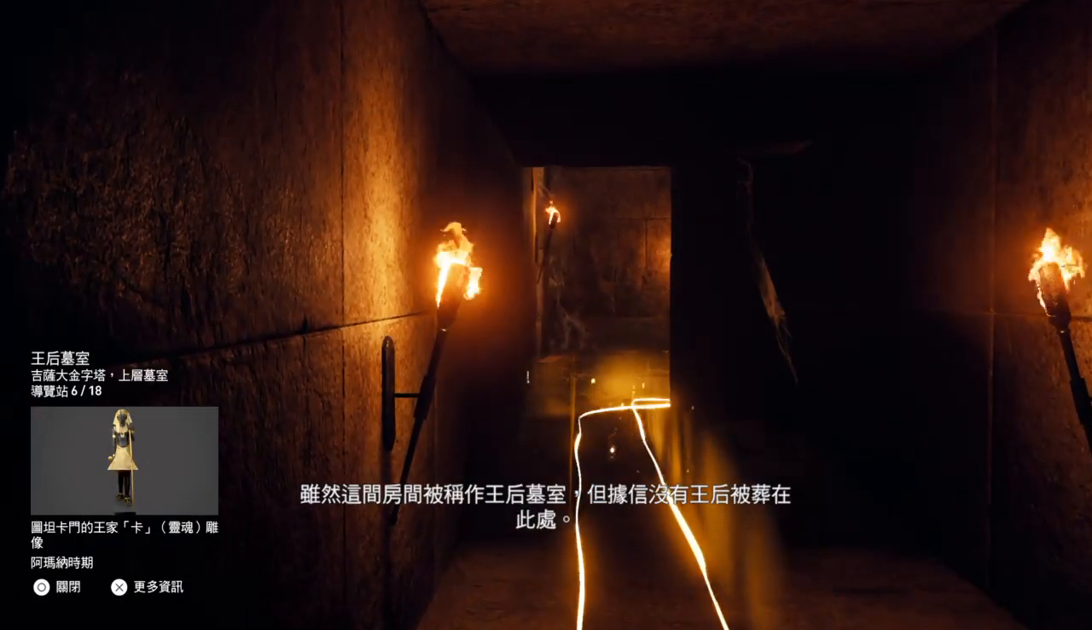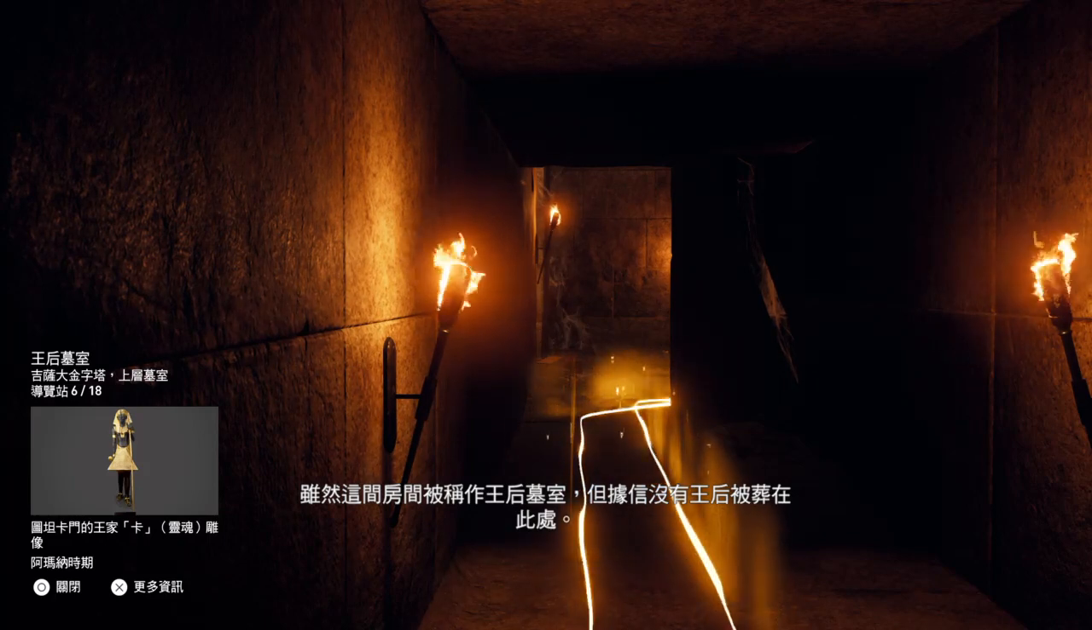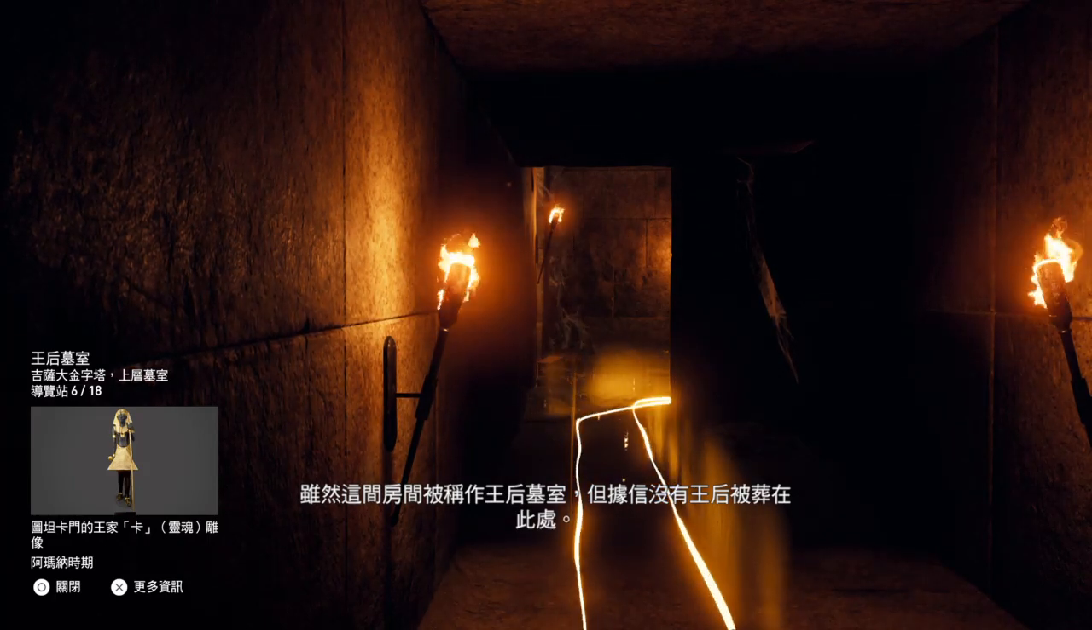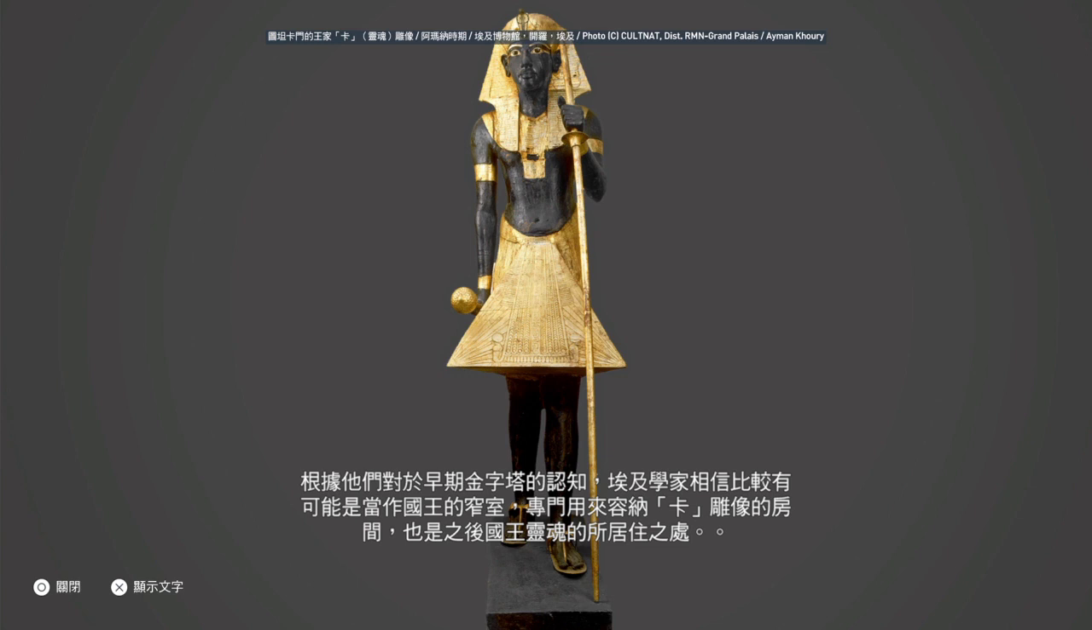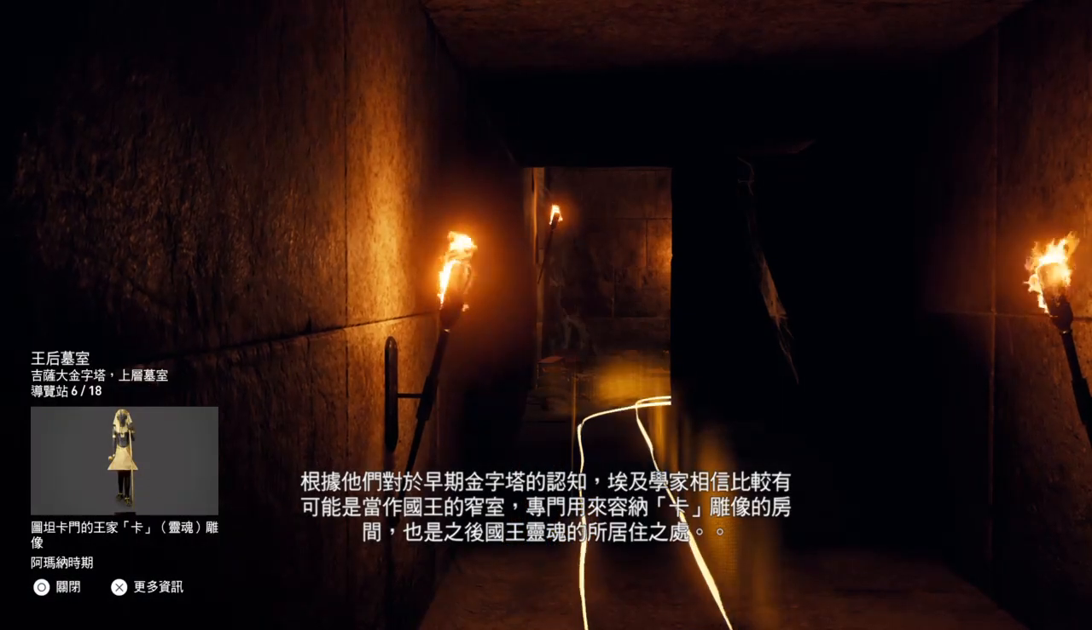Though this room is referred to as the Queen's Chamber, it is believed that there was no queen buried here. Based on their knowledge of earlier pyramids, Egyptologists believe it was more likely intended as the king's serdab, a chamber meant to contain the Ka statue, which would in turn house the king's spirit.